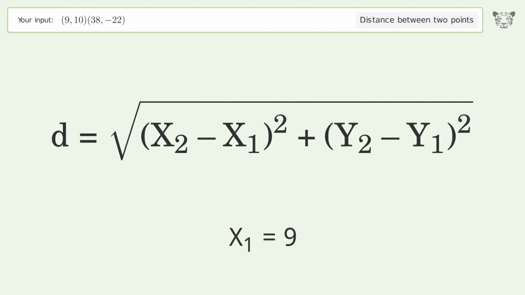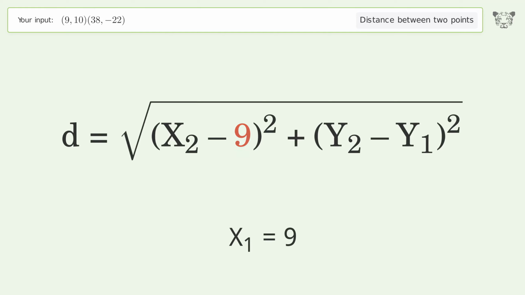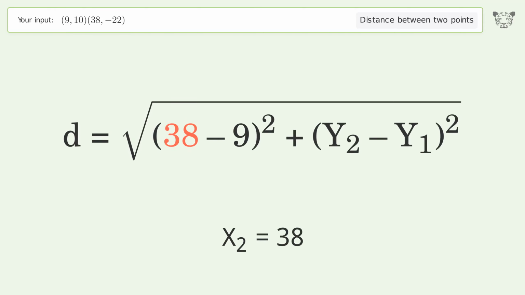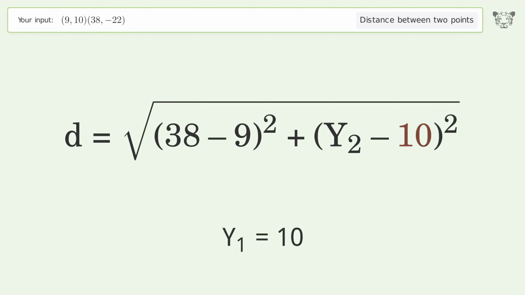x1 equals 9. x2 equals 38. y1 equals 10. y2 equals negative 22.